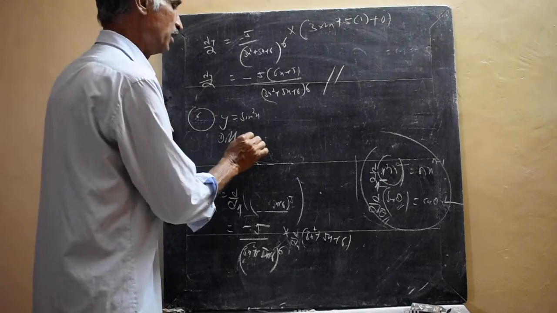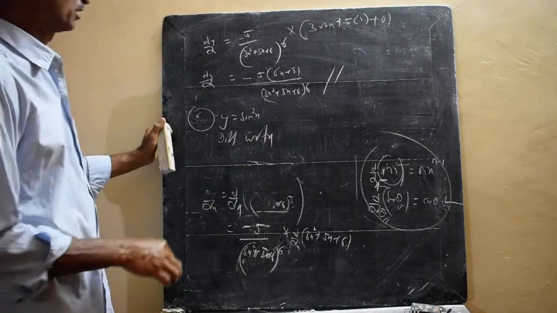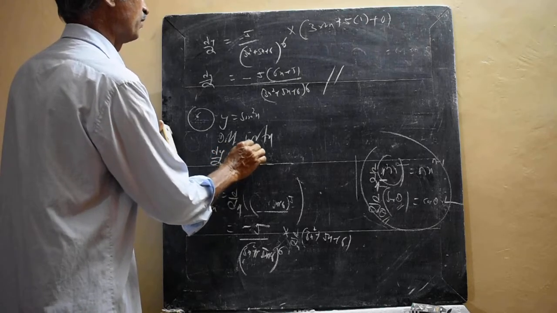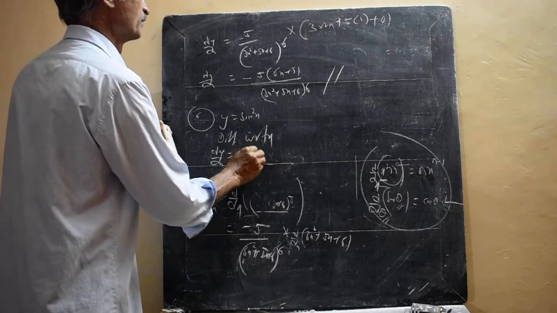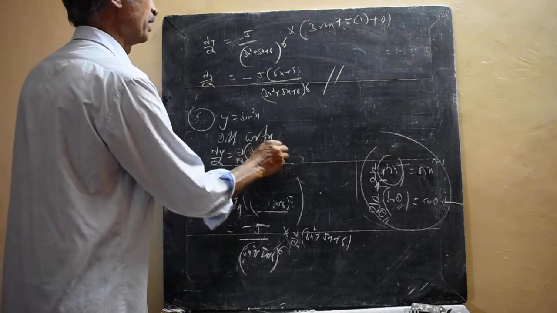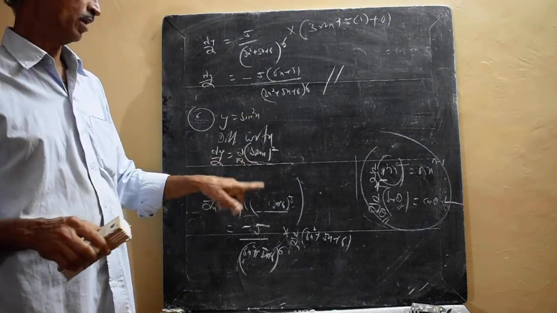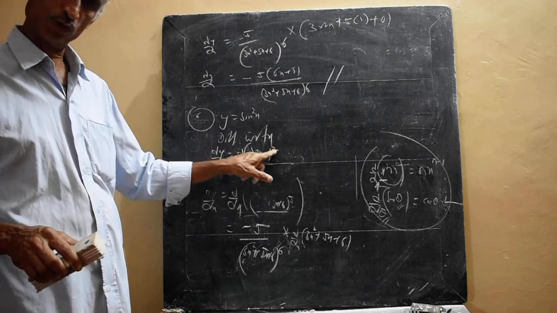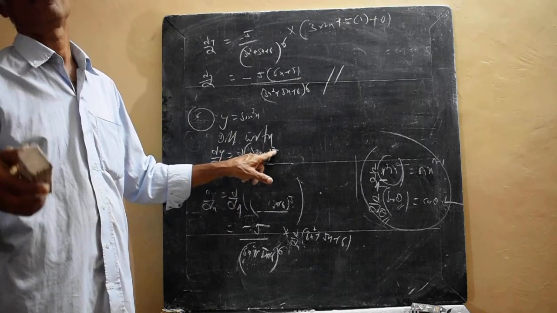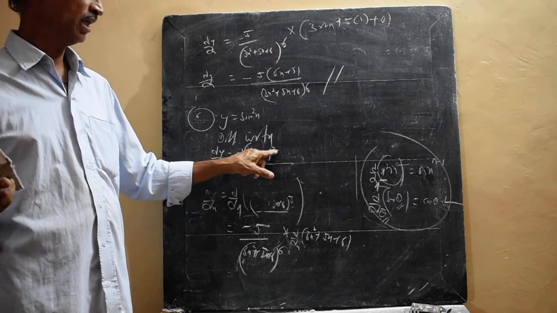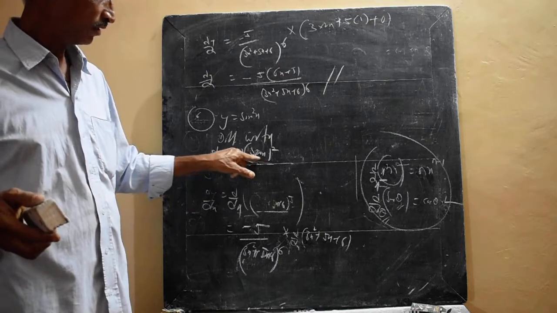Differentiating with respect to the variable x, dy by dx is equal to d by dx of sin x the whole square. Sin square x means sin x the whole square. Wherever a trigonometric function is raised to n, it should be taken as the whole raised to n. Now it is in the form of f of x raised to n. What is the differentiation of f of x raised to n? N into f of x raised to n minus 1 into d by dx of f of x.